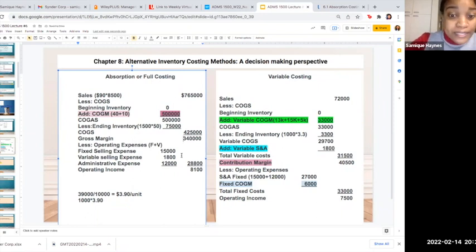And now we can deduct our operating expenses. Which expenses do we have to deduct? Our period costs. Remember all of our period costs. We have variable selling and admin, fixed selling and admin.